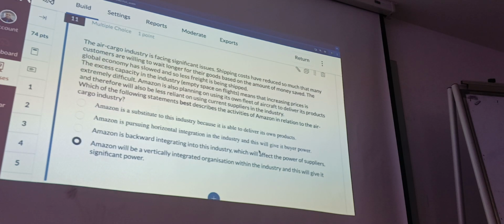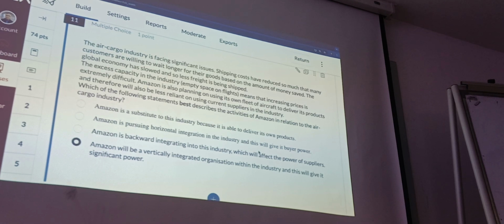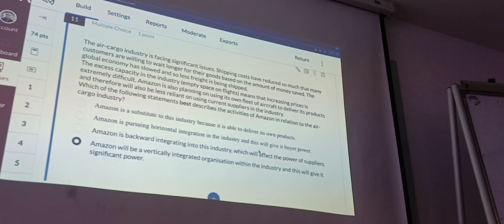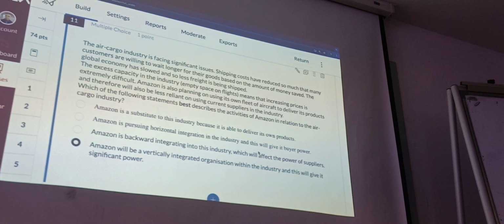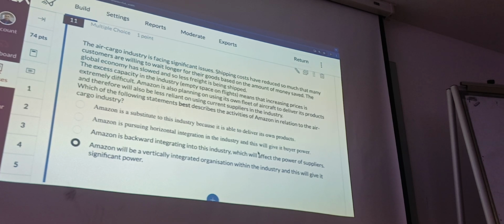Can I go on to this question? Yes. Did you get it correct? No. Why did you get it wrong? You saw too many words, is it? Verbal diarrhea. Correct or wrong? Correct. Who got it wrong? Why? I thought it's to deliver its own product. Delivery is a product. Okay, let me go through.